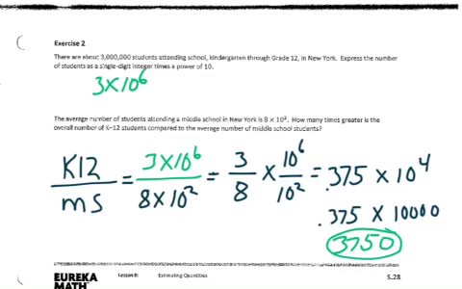Okay, in exercise 2, you can see I wrote 3 million as 3 times 10 to the 6th. I'm going to take my K-12 divided by my middle school. When I do that, I set up my two single-digit powers of 10 here. Then I'm going to separate them. 3/8 times 10 to the 6th divided by 10 to the 2nd. 3/8 is 0.375. Do your subtraction, you get times 10 to the 4th. That all works out to be 3,750 times greater.